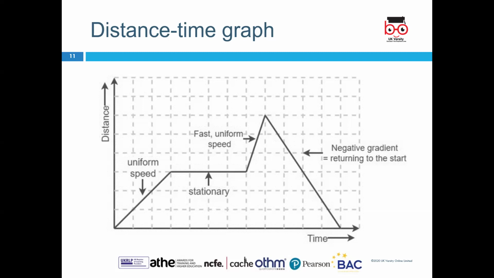But when an object increases its speed, it has a very fast uniform speed. You will see it is a vertical line, which is the third portion. And when it is a negative gradient, which is returning to the start or decelerating, you can see that as time passes the distance comes down. It is returning to the starting point.